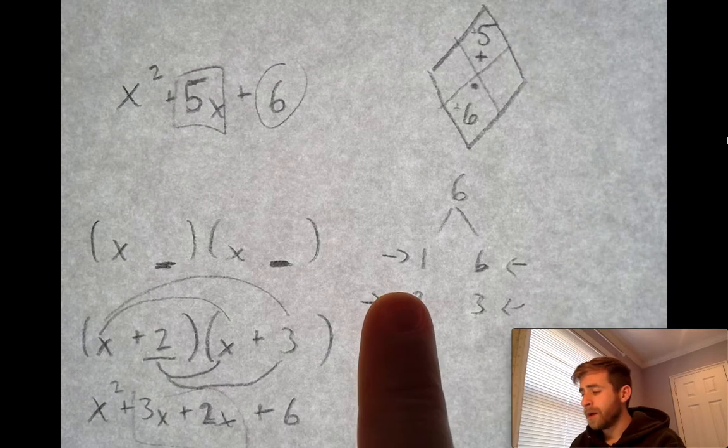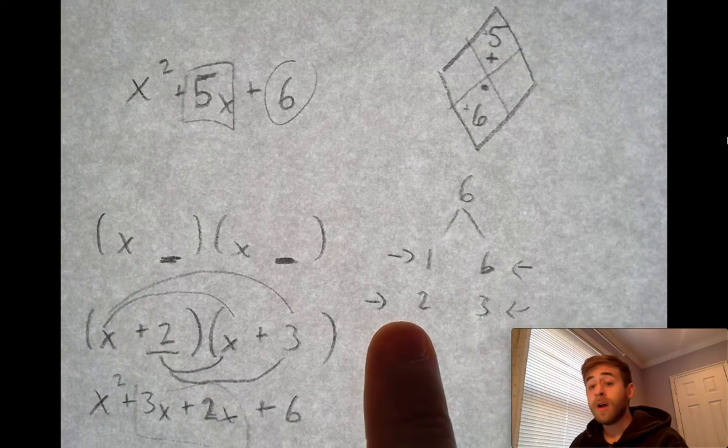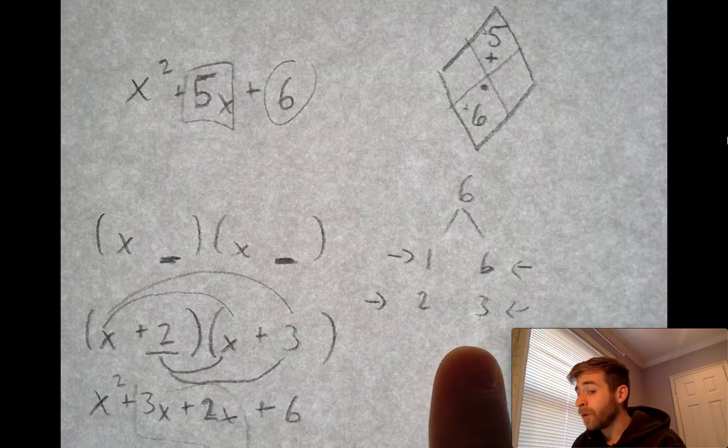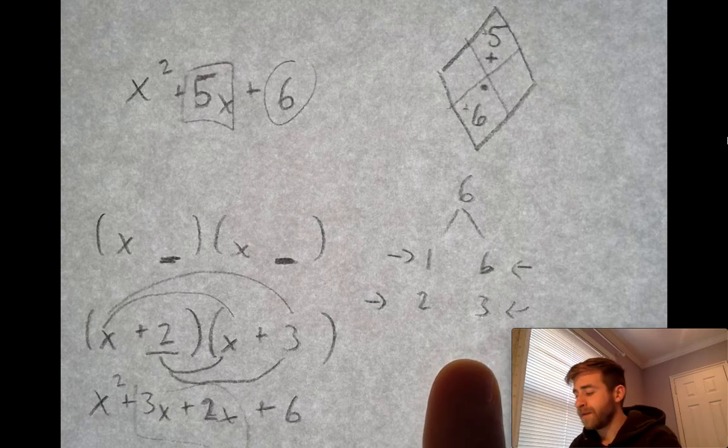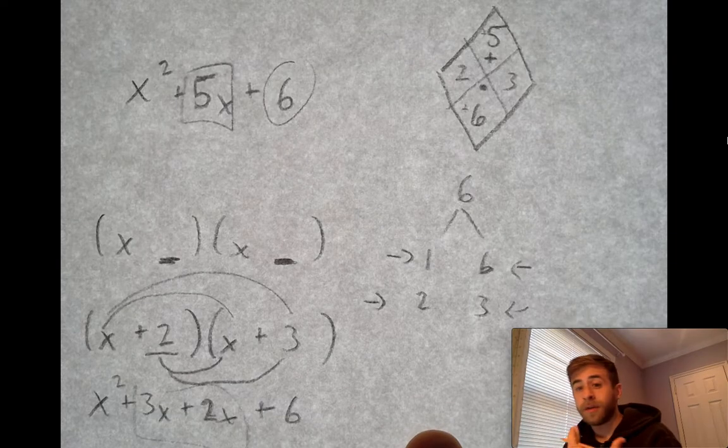So if I do positive 1 plus 6, that's going to get me 7. It can't be 5. 2 plus 3, though, does get me to 5. So that means my factors must be 2 and 3.